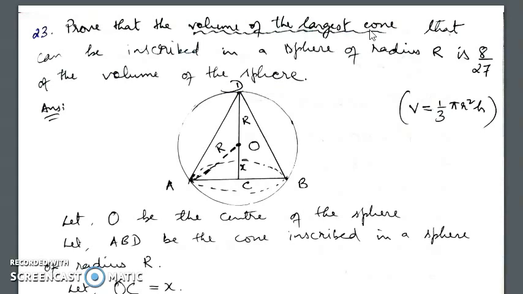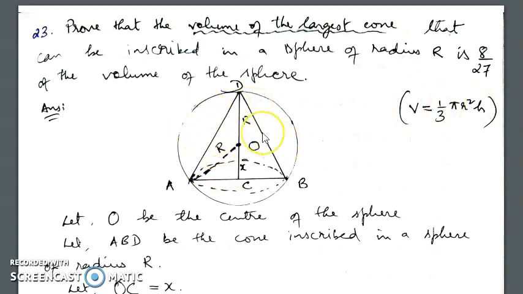And we have to know what is the volume of the cone so that we can do that. You have to recall from your school level: volume of a cone is 1 by 3 pi r square h.